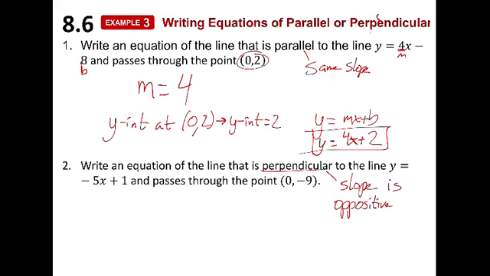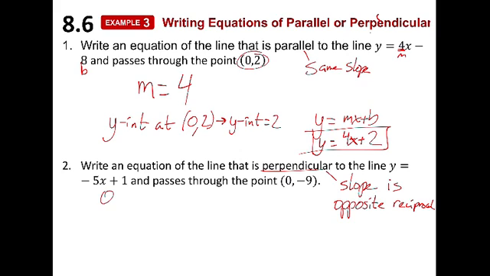I think that's a bad name. I'm going to call it the opposite. Sorry, I was thinking negative and I wrote, combined the two words. Opposite reciprocal. That means if you have a positive slope, the opposite reciprocal is going to become negative.